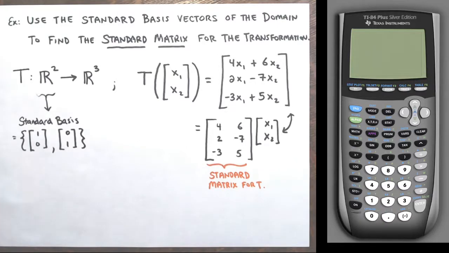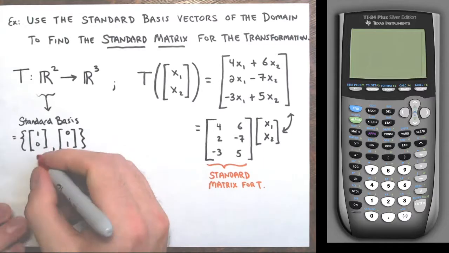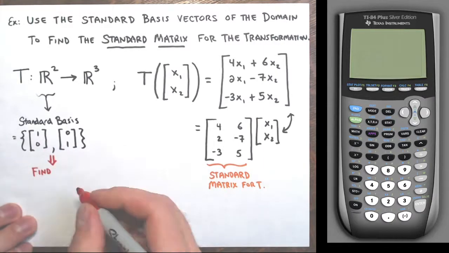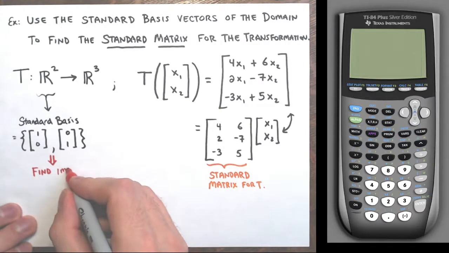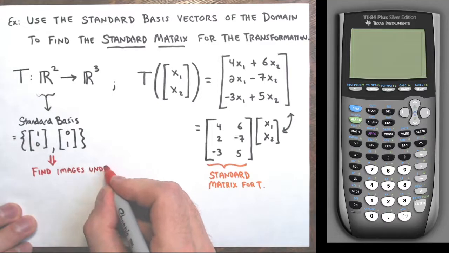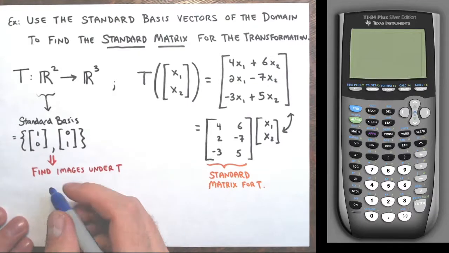So what I'm going to do now is find the images of these standard basis vectors under this transformation T. So that just means plug them in. When I say find the image of this input vector, it means plug it in. What's the output? The output is the image.